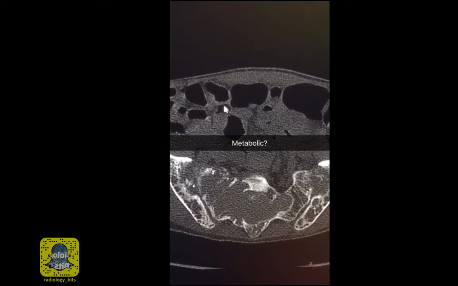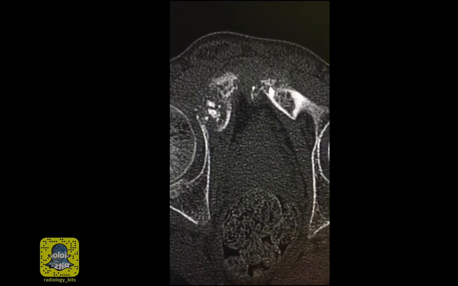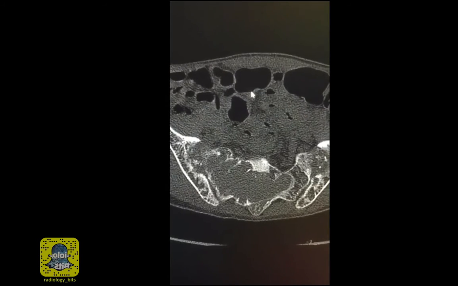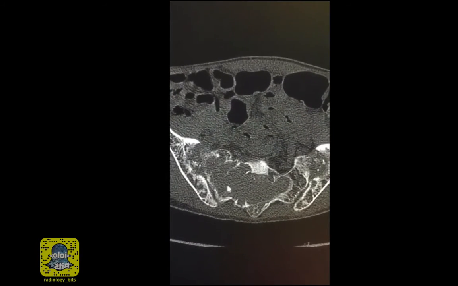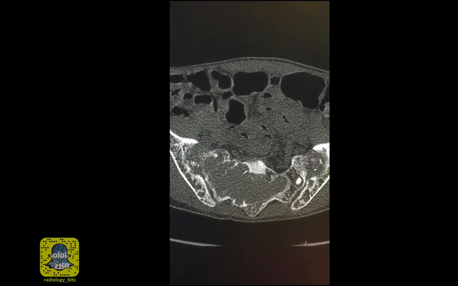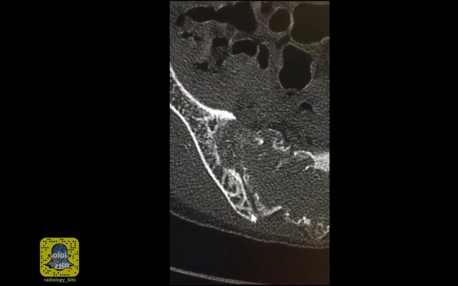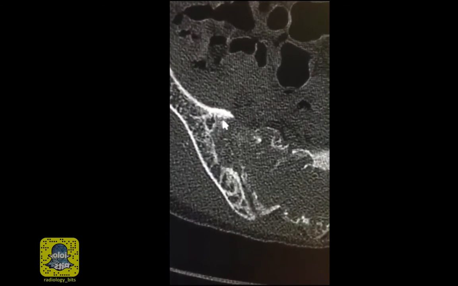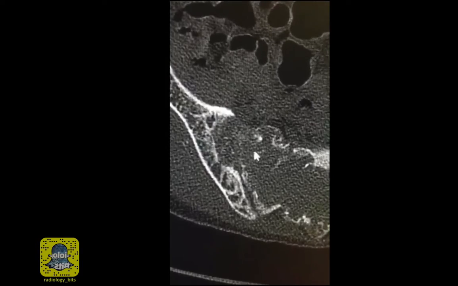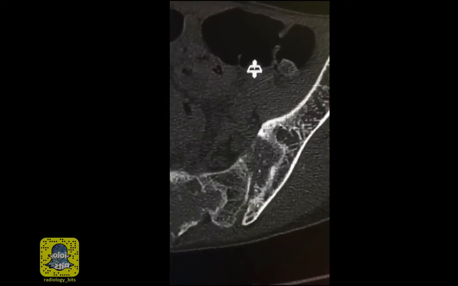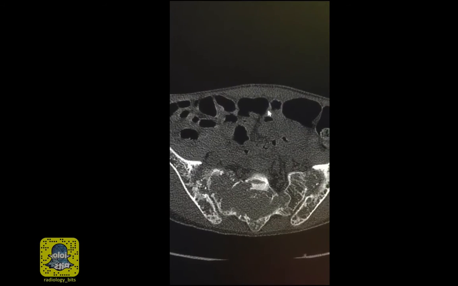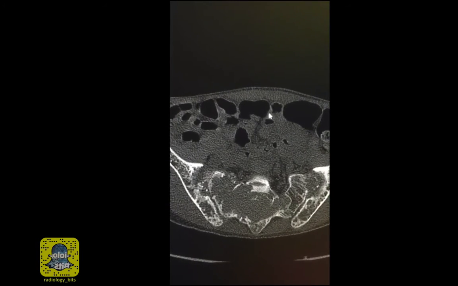Could this be metabolic? The first hint that we talked about is the resorption at the symphysis pubis. Once you see that, look for resorption at other synovial joints, and the sacroiliac joints are good examples. See here how you have normal cortex, and then you have this area of subchondral resorption on each side of the joint. This is also the case on the other side, on the left side, where you have subchondral resorption.